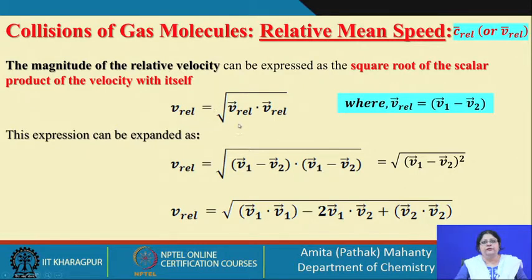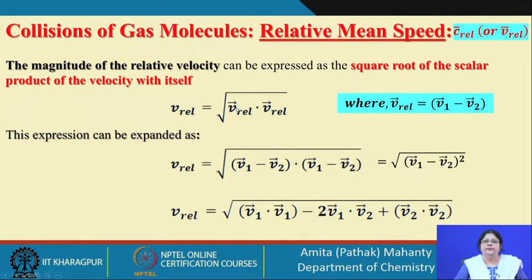So, this is the velocity multiplied by itself, and what we have defined as the relative velocity is v1, for the molecule corresponding to 1, minus the velocity v2, corresponding to molecule 2 moving in the opposite direction. So, the expression can be expanded.